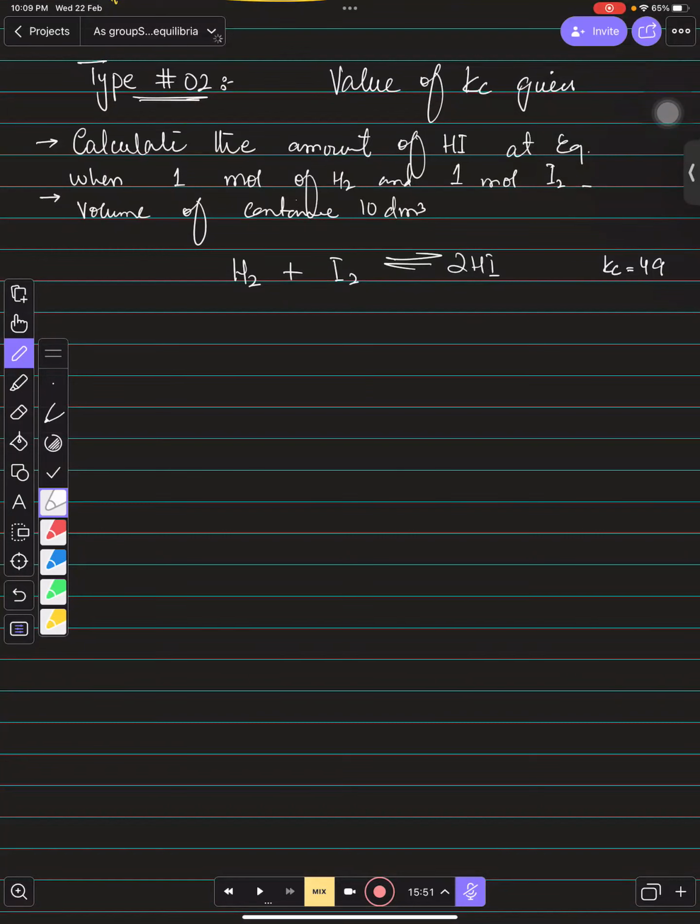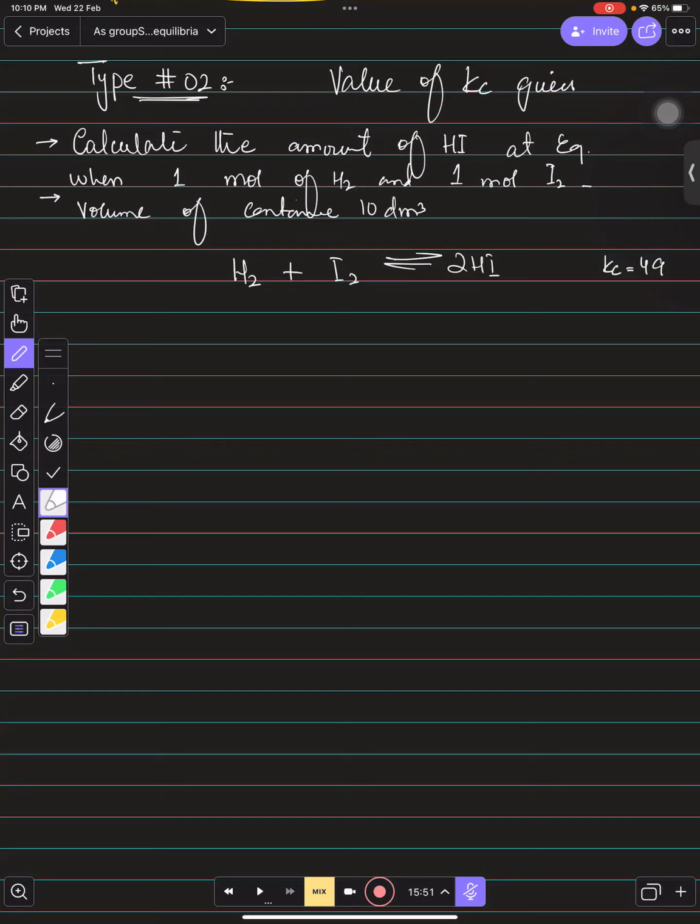So here we have an equation given to you on the screen, and we need to calculate the amount of HI at equilibrium when 1 mole of hydrogen and 1 mole of iodine are mixed in a container of 10 decimeter cube. These are the informations that are given to us.